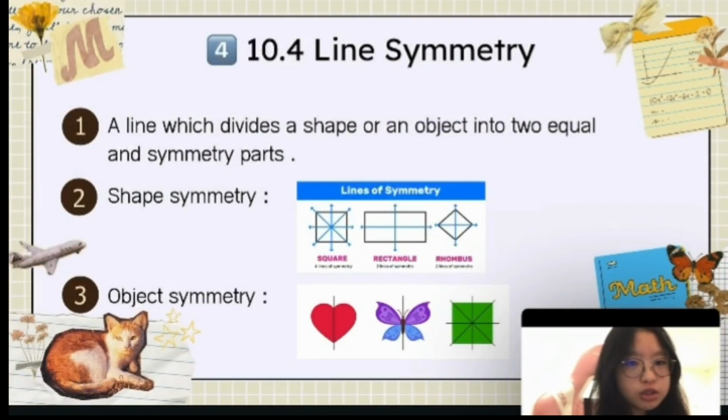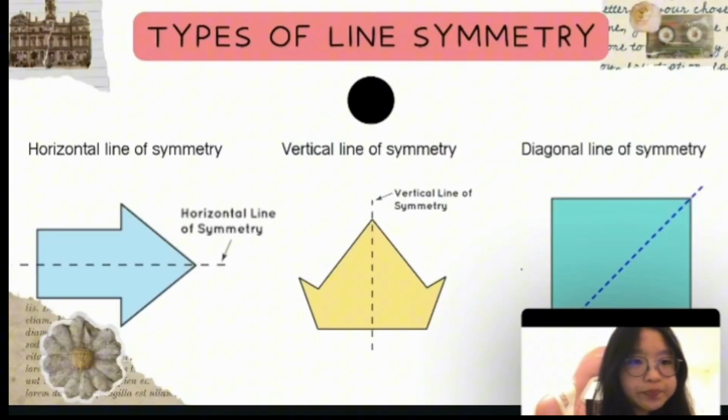The line of symmetry is a line which divides a shape or an object into two or more equal and symmetrical parts. A shape symmetry is when a shape is divided into two or more equal and symmetrical parts by the line of symmetry. An object symmetry is when an object is divided into two or more equal and symmetrical parts by the line of symmetry.